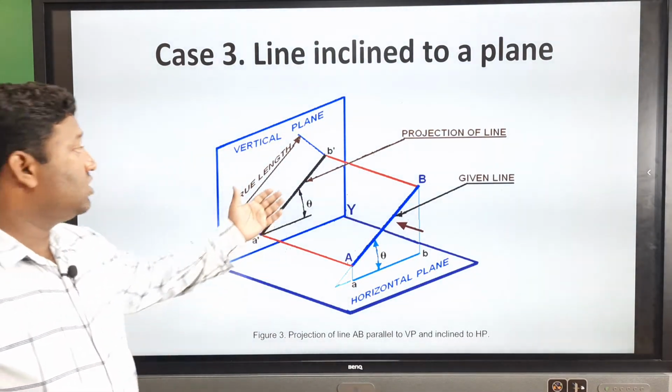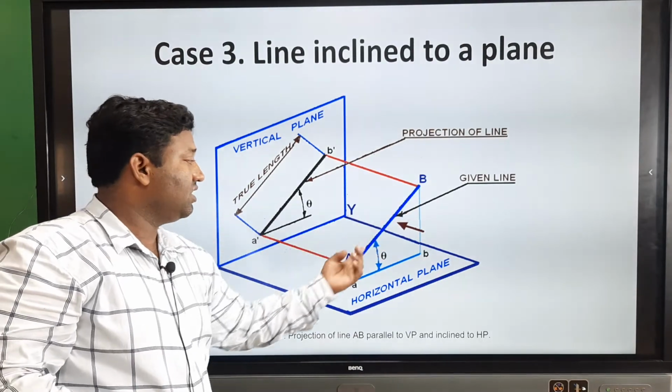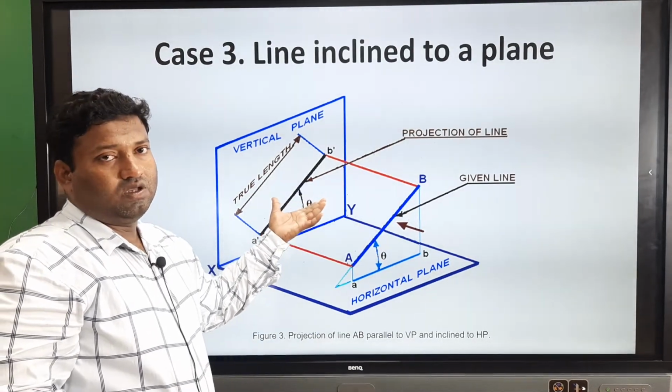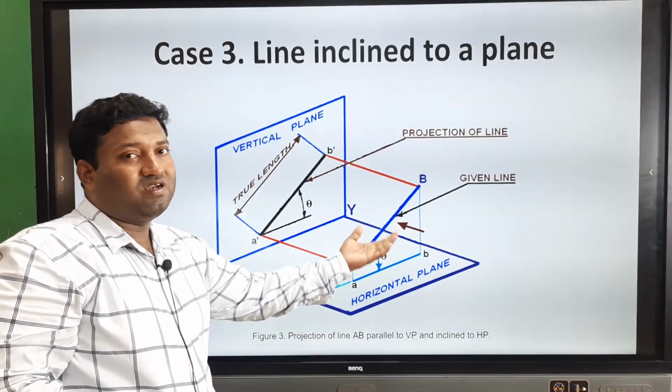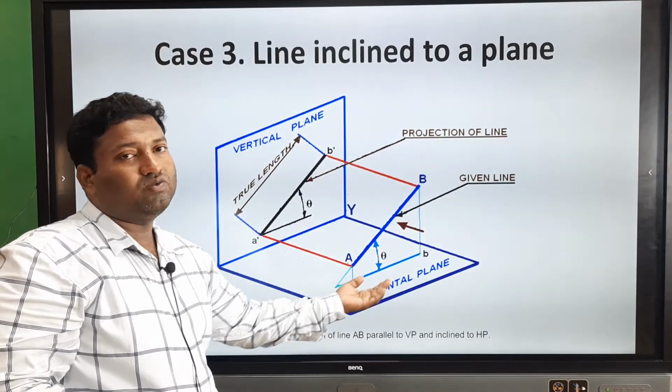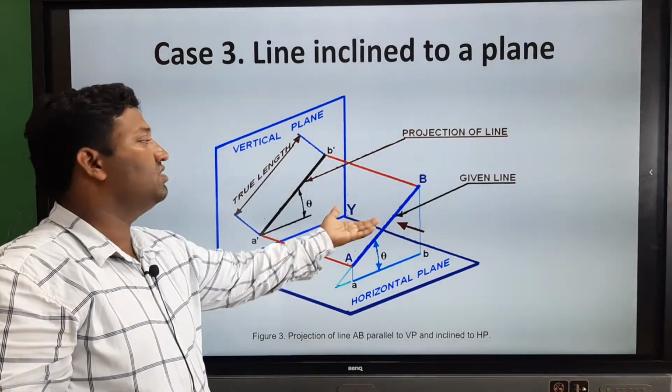The true length is on the VP because, in the inclination figure, the complete length we get is on the VP. There is no need to represent the line parallel to this one because it is an inclined line, so it will not give the true length. Because of that, we are representing A complement and B complement as the true length of this inclined line.